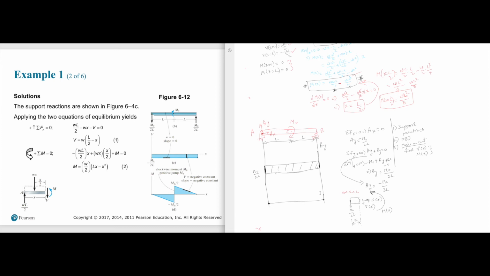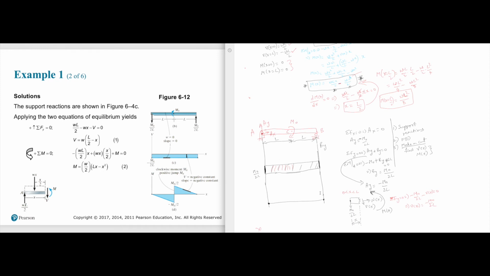So for this region, our interest is to find V of X. Actually, we know V of X, but I'll just write it again. You have to apply sigma Fy equal to 0. You get negative M naught over 2L minus V of X equal to 0. That implies V of X is negative M naught over 2L. Isn't that what we have here? It's a negative M naught over 2L.